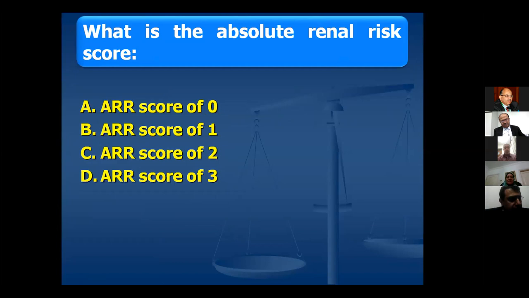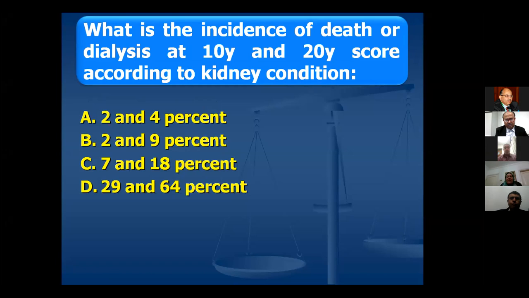What's your opinion? In this situation, we have shown mild tubulointerstitial disease plus mesangial proliferation, so here the score is 1. The score is 0 if you have only mesangial proliferation, 1 if you have mild tubular affection, 2 if moderate tubular affection, 3 if severe tubular affection. So here our score is 1. What is the incidence of the patient reaching death or dialysis at 10 years and 20 years according to the kidney condition in this situation? Answer A, B, C, or D. What's your opinion?